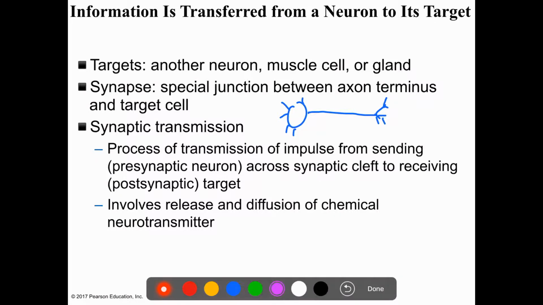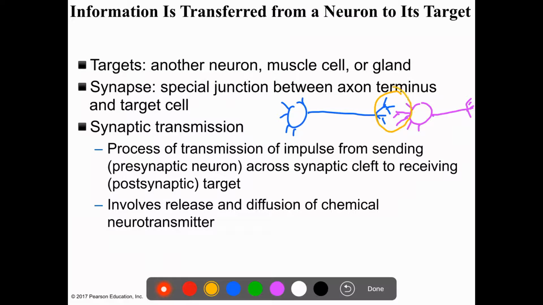This is one neuron. There will be another neuron. It has its own dendrites. I'll extend them a little bit. Then its own axon and axon terminal. Now, these axon terminals will form the synapse with the dendrites of the following neuron.